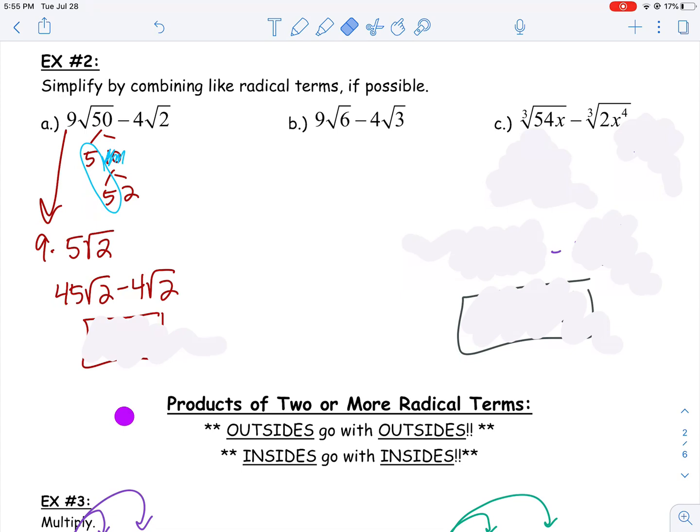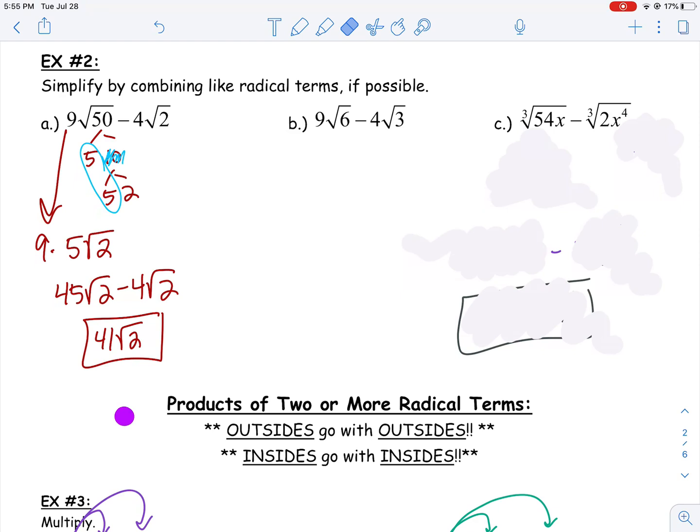Oh, look at that. They are like terms. Now they both have rad 2's in them, and since they both have the same radical, I should be able to subtract their coefficients and combine these like terms. So 45 rad 2 minus 4 rad 2 is really 41 rad 2. But I didn't know that until I simplified that radical, right?